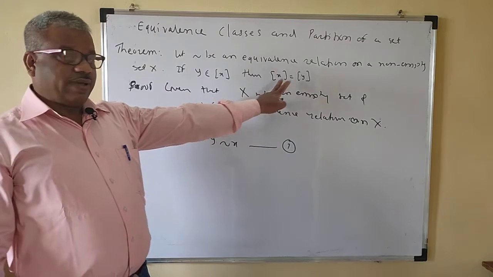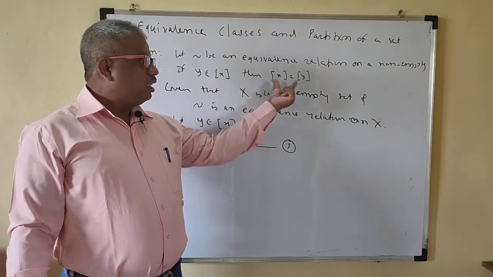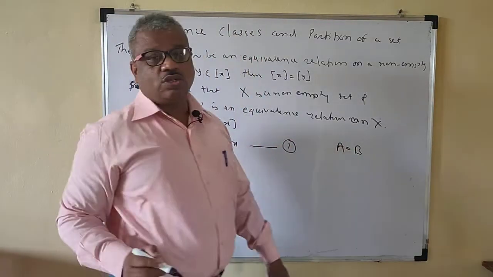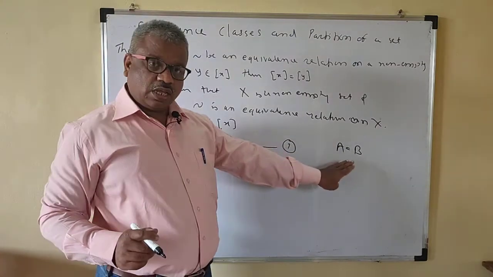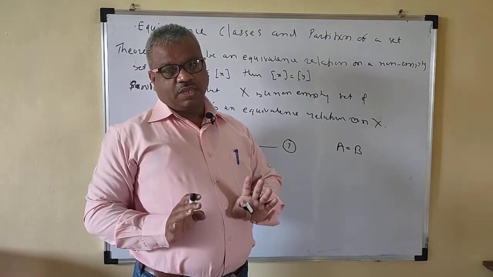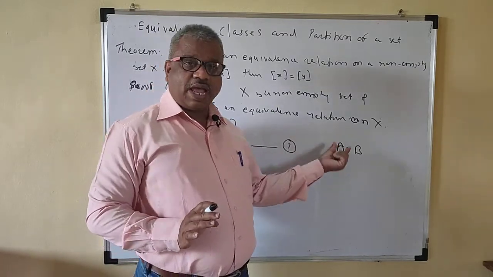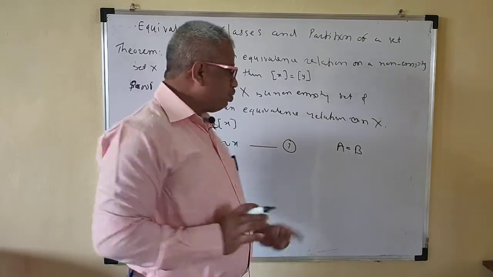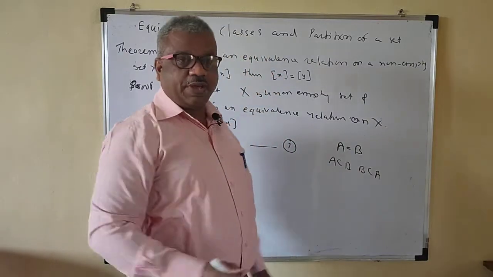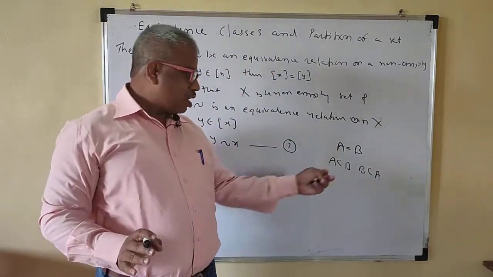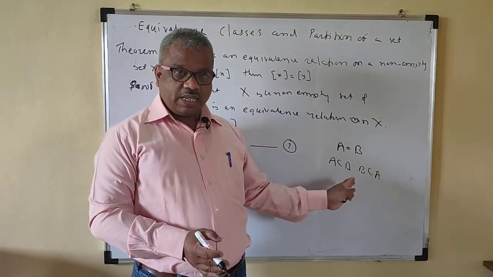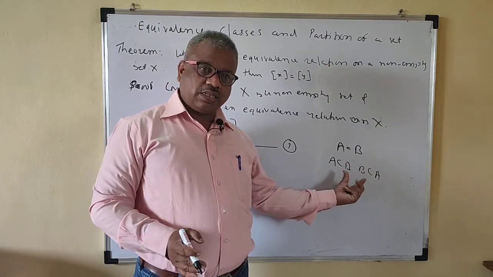What we have to prove: the equivalence class of X is the same as the equivalence class of Y. These are two sets. We know that when we say two sets are equal, if the elements of A and the elements of B are the same, then A is equal to B. But here the elements of A and B are not known to you. So what do we have to do? We have to prove that A is a subset of B and B is a subset of A. A is a subset of B means all the elements of A are in B, and B is a subset of A means all the elements of B are in A. Then we say that A is equal to B.